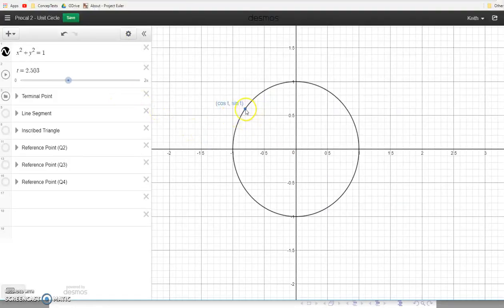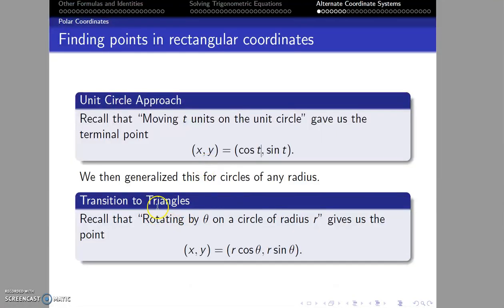But that is if you are on the unit circle. What if we were on bigger circles or smaller circles? What if we were on a circle of radius r? Well, that then gives us, instead of cosine t, sine t, r cosine t and r sine t. Or in this case, for general angle theta, r cosine theta, r sine theta.